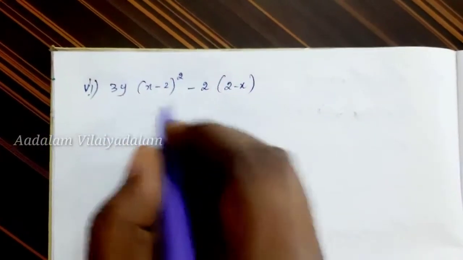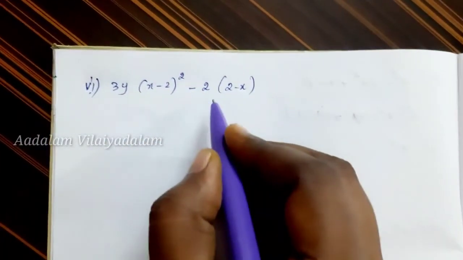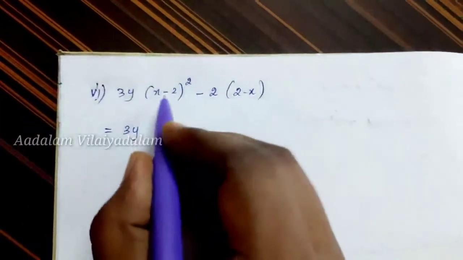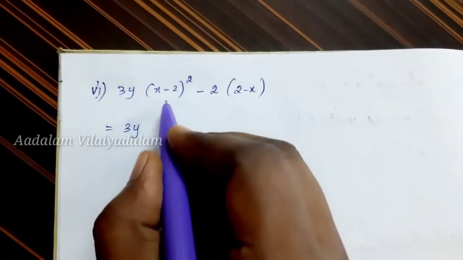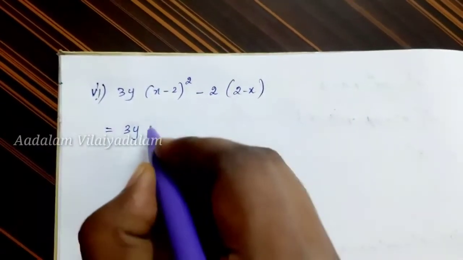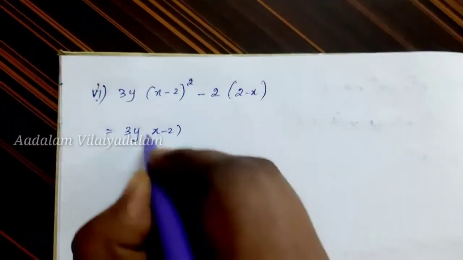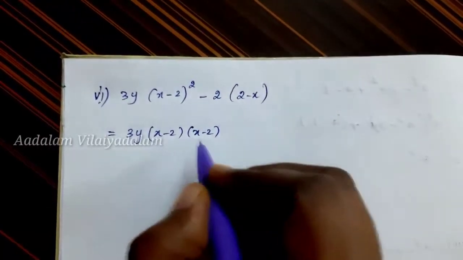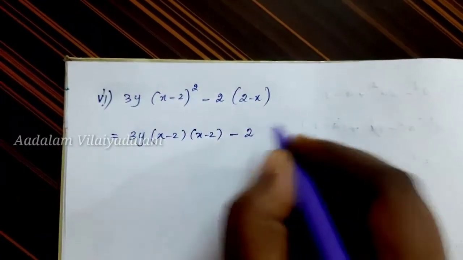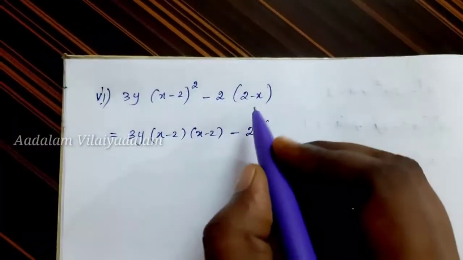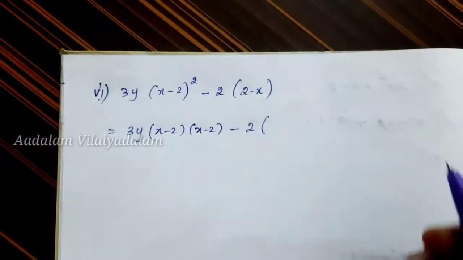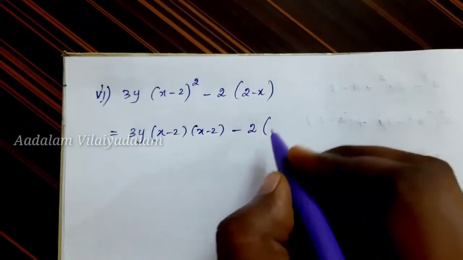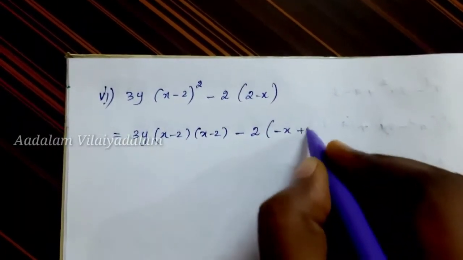Sixth subdivision, 3y(x − 2)² − 2(2 − x). So now write 3y. Then (x − 2) the whole square, which means 2 times of x − 2. So for our understanding we can write (x − 2) into (x − 2). So (x − 2) the whole square means (x − 2)(x − 2). Then we can write −2. And here you see, instead of x − 2 we have 2 − x. So by interchanging the sign or the term, we can write that as −x + 2.